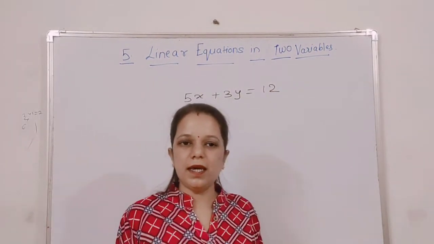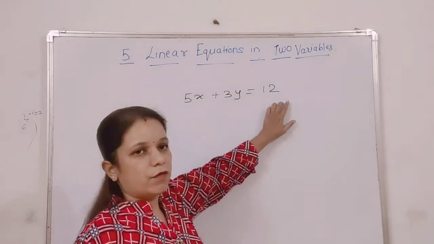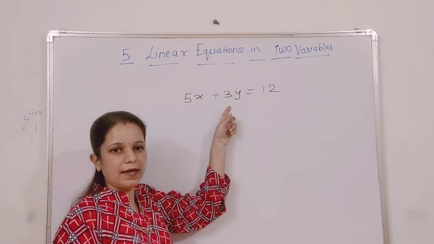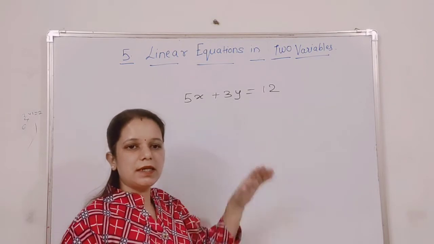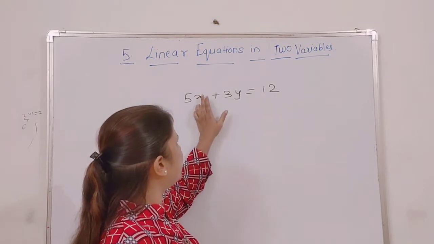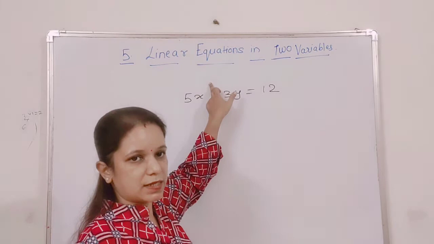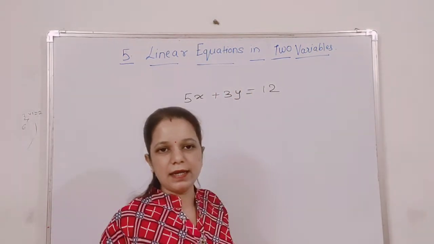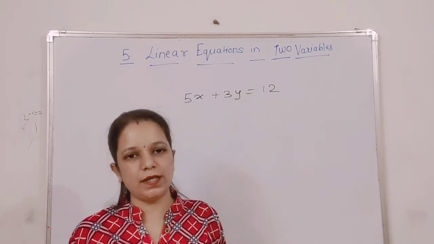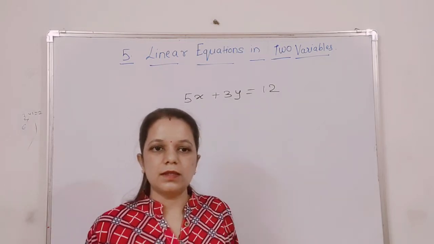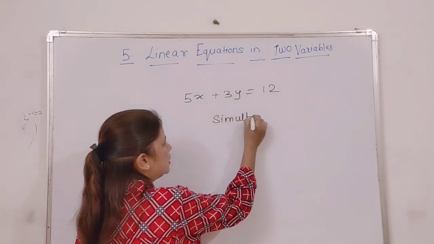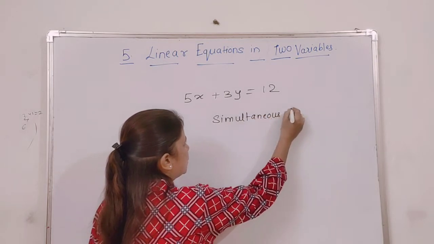This is a linear equation wherein two variables are involved, x and y, which represent some quantities, and the power of x and the power of y is 1. So this is a linear equation in two variables x and y. This linear equation is also called a simultaneous equation.